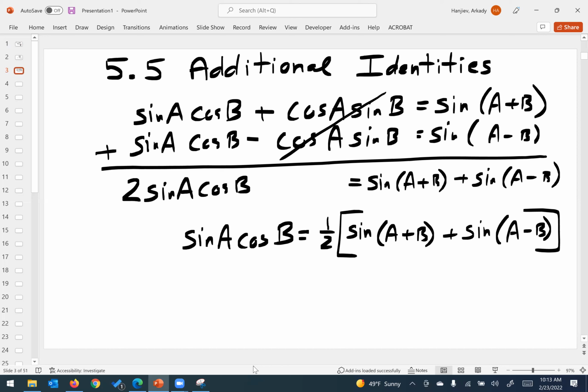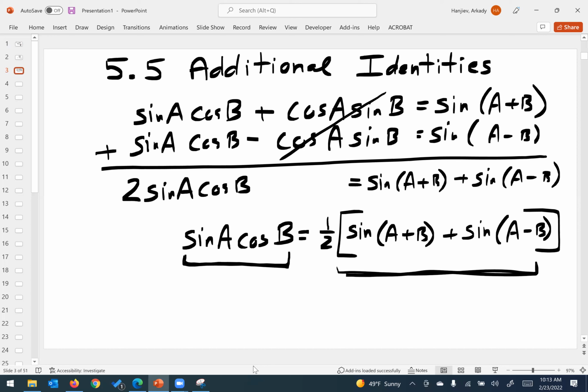Boom. Okay, that is called the product to sum formula, and we'll list them all in just a bit here. Why do we say product to sum? Because we have a product of two trig functions, and we break it down to a sum of the angle measurements.